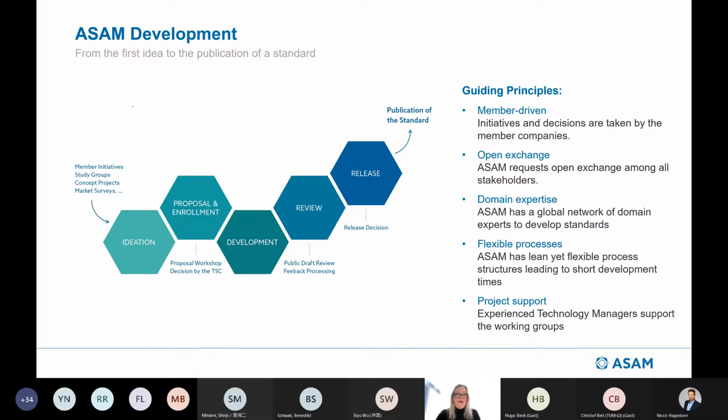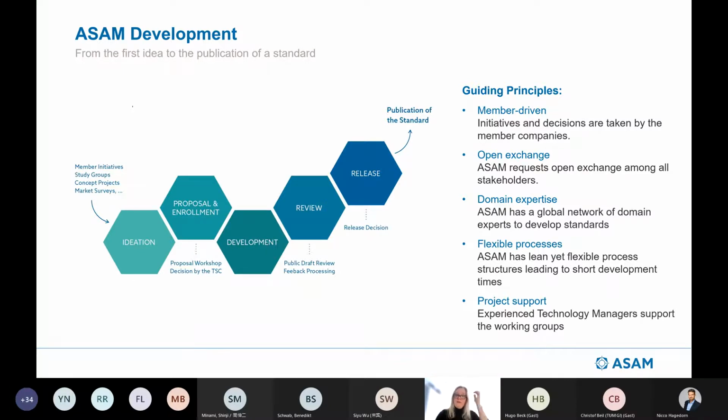Domain expertise. That is what members bring back to us, that the expertise within ASAM is great. People who work in work groups really like the expertise that's there, the networking that's going on. So that is a very important point at ASAM, and we need this expertise, obviously, to develop standards that are useful for you.